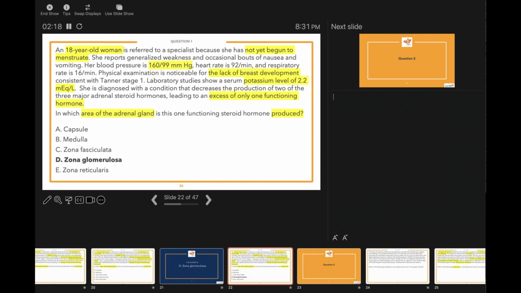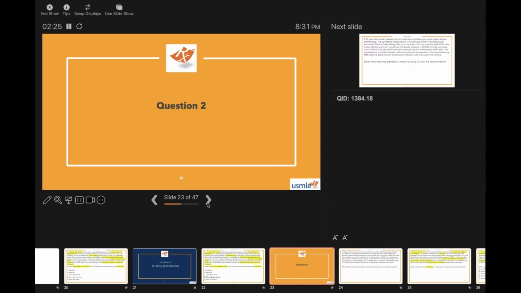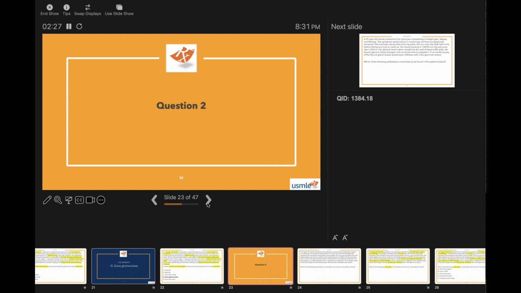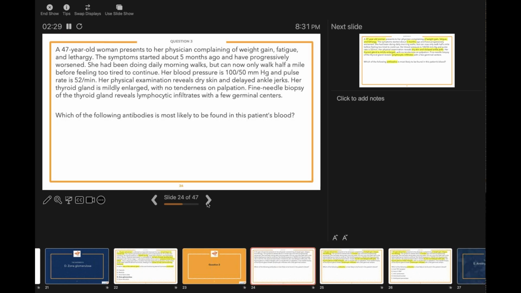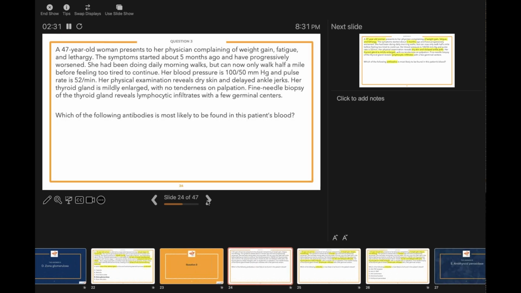So let's go on to question number 2. I know we're running into a few technical difficulties, but bear with us, guys. You're doing great. First question, you were able to get correct. So let's go with question 2. Again, no options seen here, so we're going to quickly go through this. Read the lead-in first. Which of the following antibodies is most likely to be found in the patient's blood? So we're looking for antibodies. Think about diagnosis, and what antibody could be seen in that.